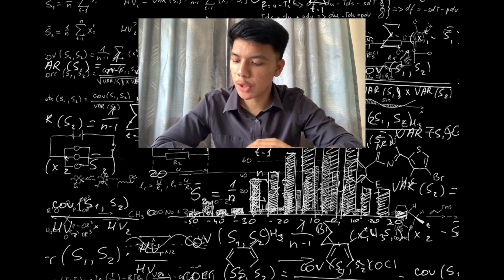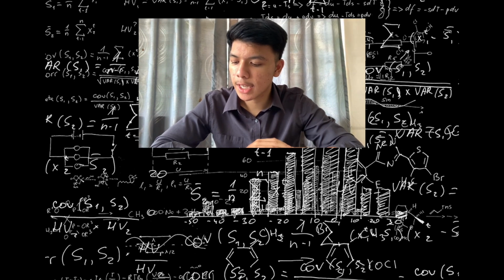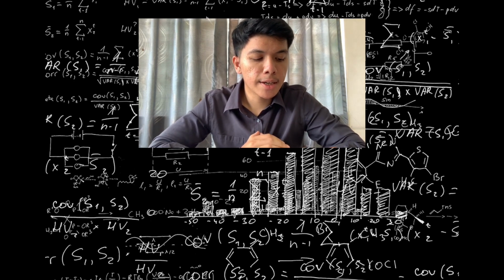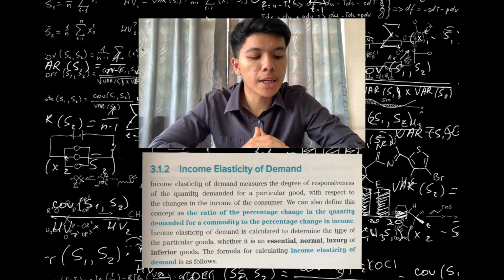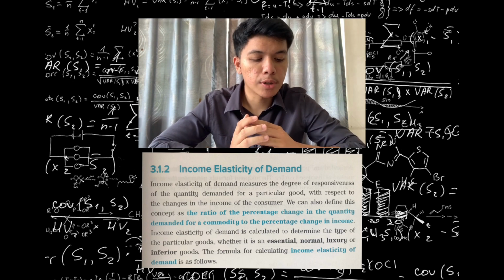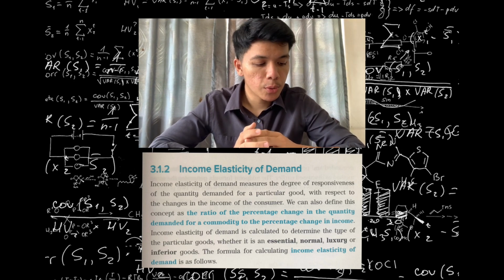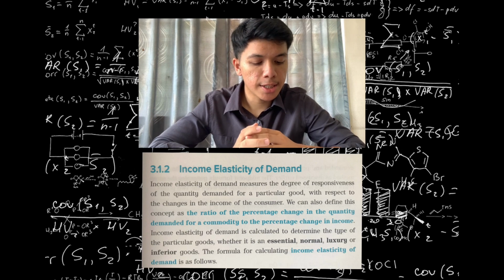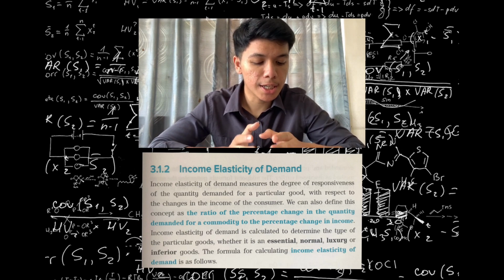So, for the second question, we need to know what income elasticity of demand is. It is the degree of responsiveness of the quantity demanded for a particular good with respect to the changes in the income of the consumer. We can also define this concept as the ratio of the percentage change in the quantity demanded for a commodity to the percentage change in income.